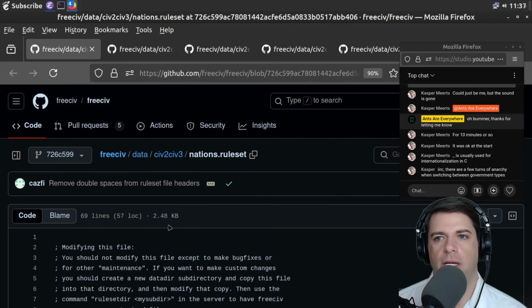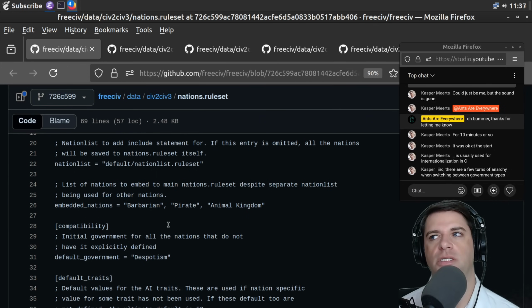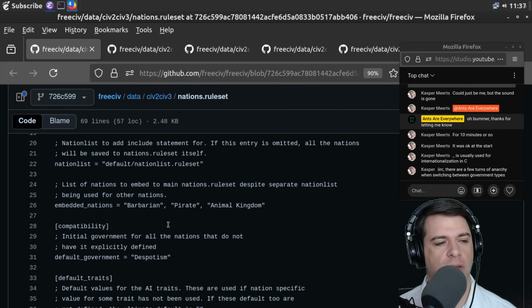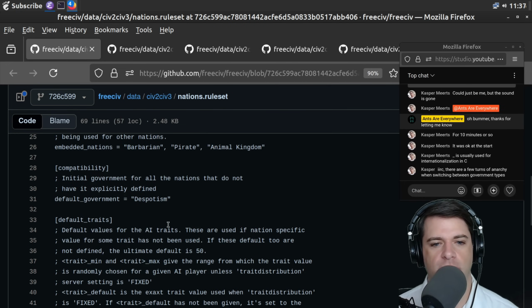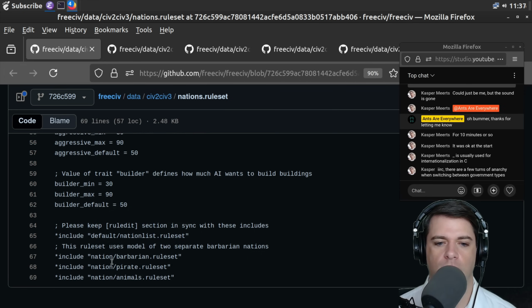Here's nations rule set. This should be the nations. I don't know what sort of information it's going to contain. Obviously, stuff like the name of the nation, maybe the terrain it's historically associated with, maybe what year it is in. I don't know. But we have just a couple of includes. So we're going to include nation barbarian rule set, pirate rule set, and animals rule set.